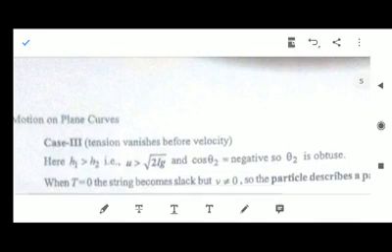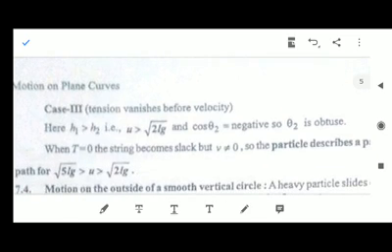Now next, third case, when tension vanishes before the velocity. In this case we have h1 greater than h2, that is u greater than under root of 2lg, and in this case cos theta is negative, so theta 2 will be an obtuse angle, and when T equal to 0 the string becomes slack. टेंशन 0 होने का मतलब क्या है कि स्ट्रिंग स्लैक हो जाएगी, बट वेलोसिटी इज नॉट 0, सो द पार्टिकल डिस्क्राइब्स द पाथ for u lying between these two values.